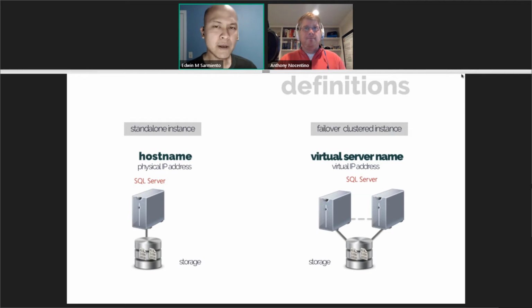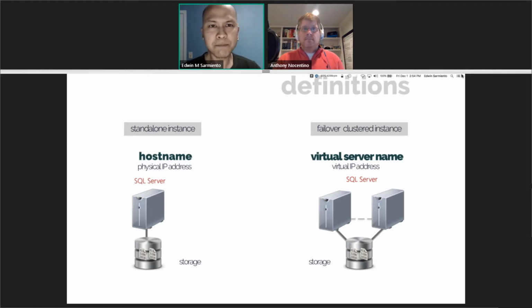The physical IP address. In order for me to find that instance in the network, I need to have a means to find that resource on the network, and that is done by being able to find that physical IP address. And then you have the service in itself, sqlservr.exe running as a service. And you have storage, your database files, your log files, your system databases, your binaries, all of these sit on top of the underlying storage subsystem.